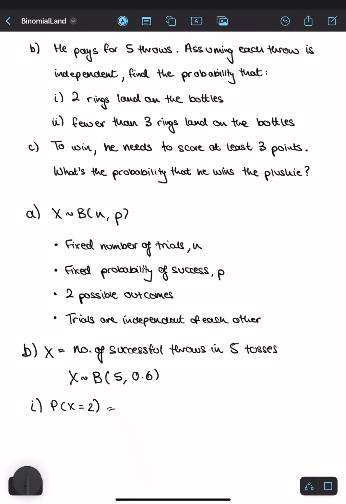So in my calculator, I go into distribution mode, binomial PD, then in variable, I put in x equals 2, n equals 5, and p is 0.6, and I get 0.2304. Part 2. The probability that fewer than 3 rings land on the bottles.